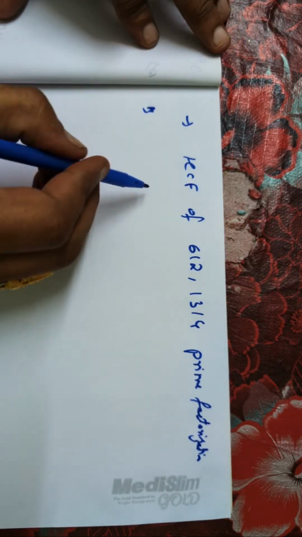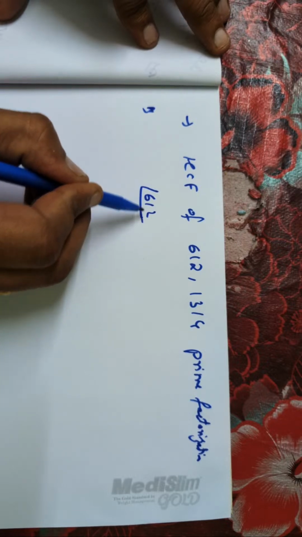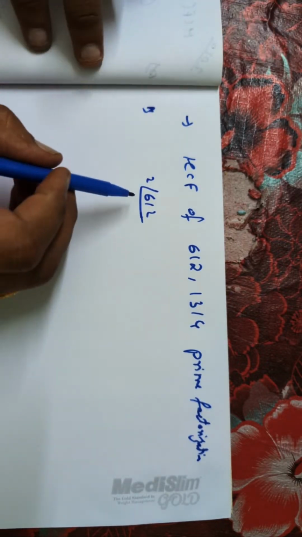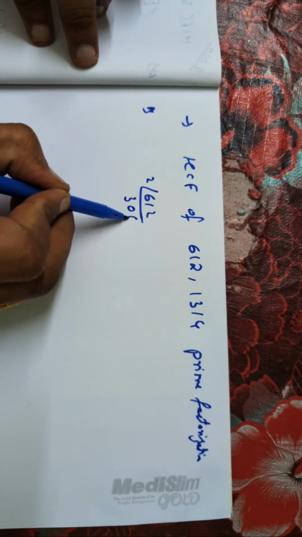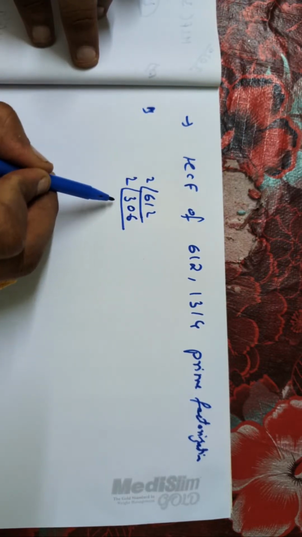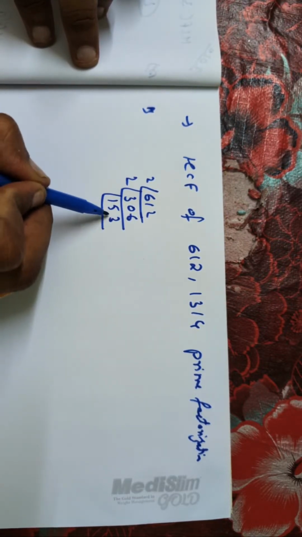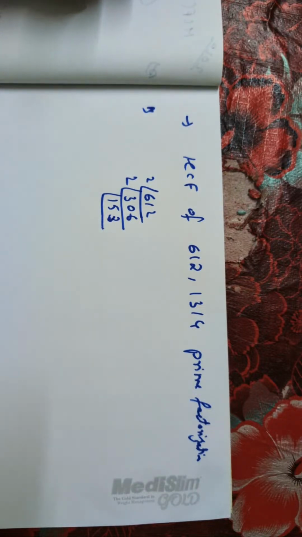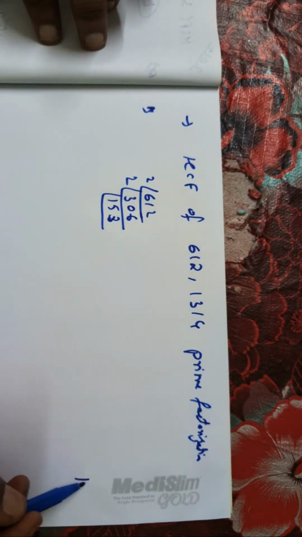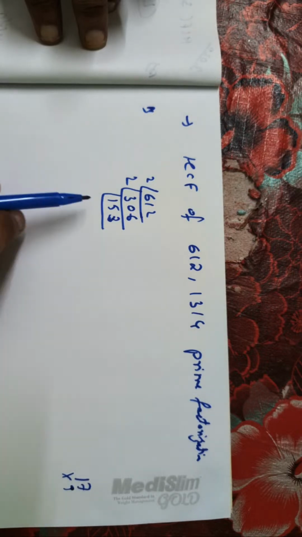So for 612, let's write it this way using division. Let's divide with the least prime number first. 2 threes are 6, 2 sixes are 12, 2 fifteens are 30... so 153. Can 153 be divided by 17, I guess? Let's cross check: 17 sixes, 17 nines, no, 153.